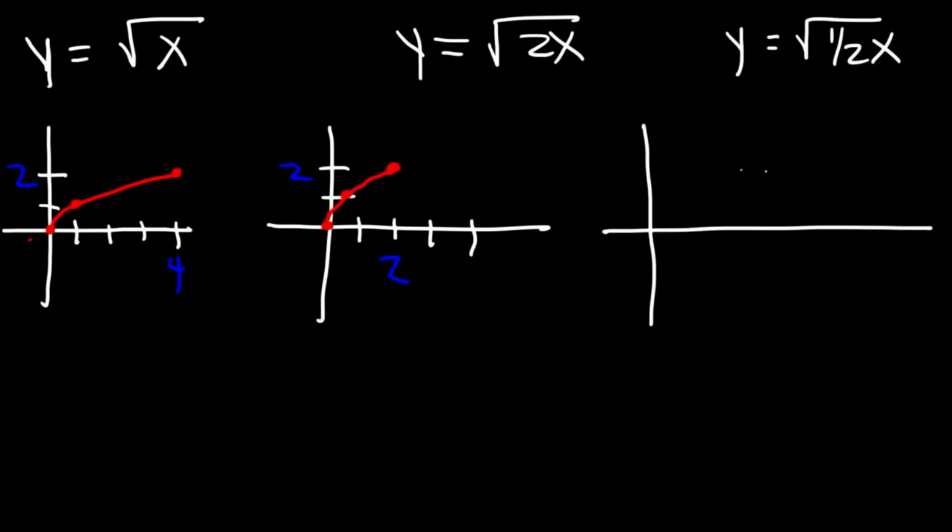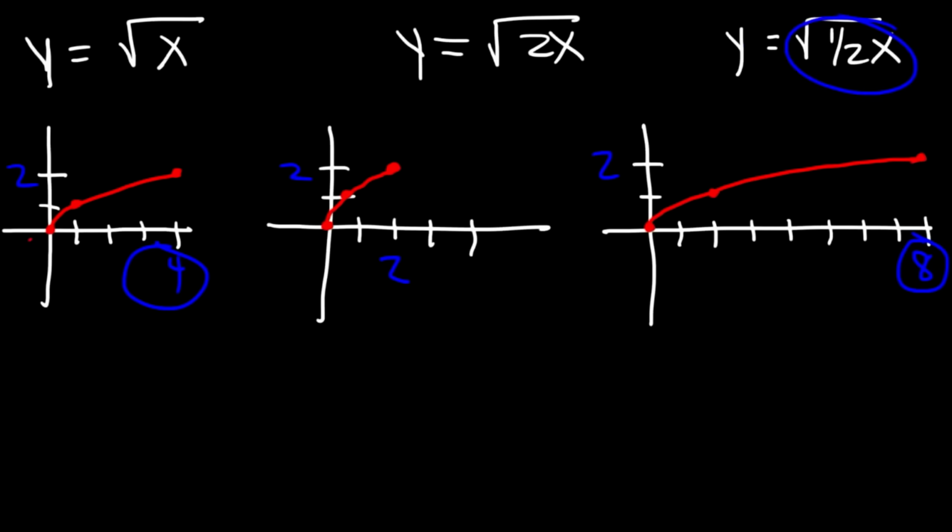Now let's look at the last example. Now, when x is 0, y is 0. But when x is 2, y will be 1. And when x is 8, half of 8 is 4, the square root of 4 is 2. So when x is 8, y will be 2. So for the same y value of 2, x has increased to 8. So going from 4 to 8, we can see that x was increased by a factor of 2. So this is a horizontal stretch.